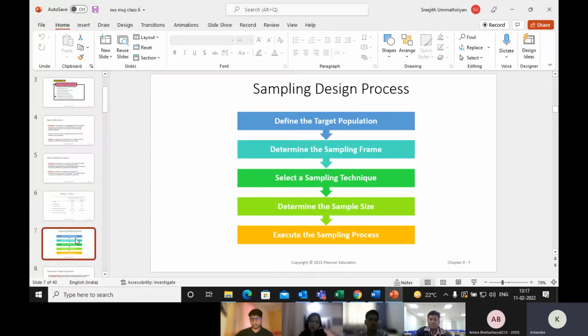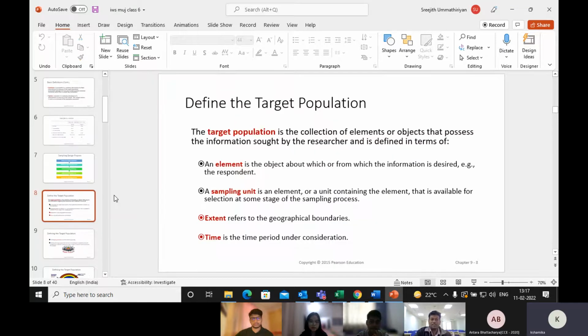Now this is the sampling design process. You have to define accurately who the target population is. You have to determine the sampling frame, select a sampling technique, determine the sample size, and execute the sampling process. We will be looking at each of these one by one in the next few minutes.